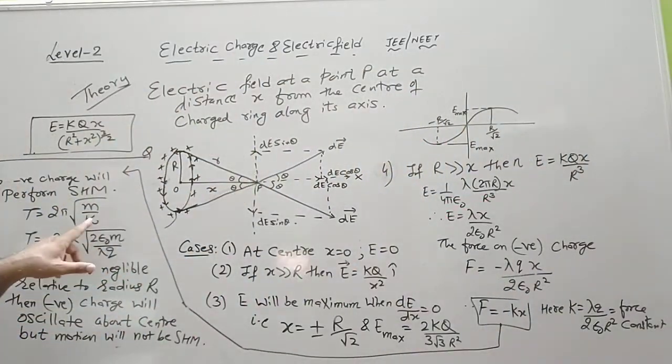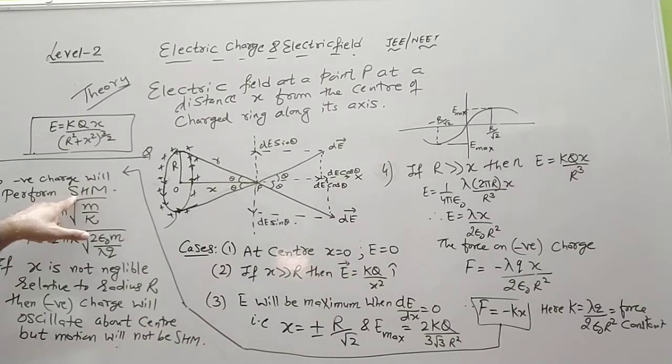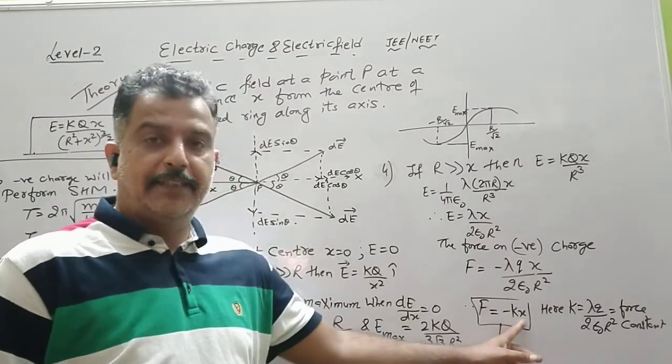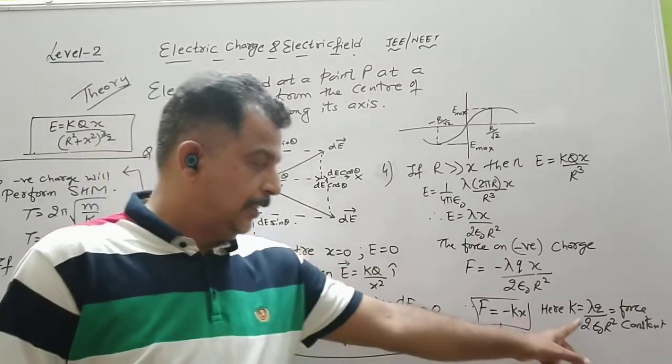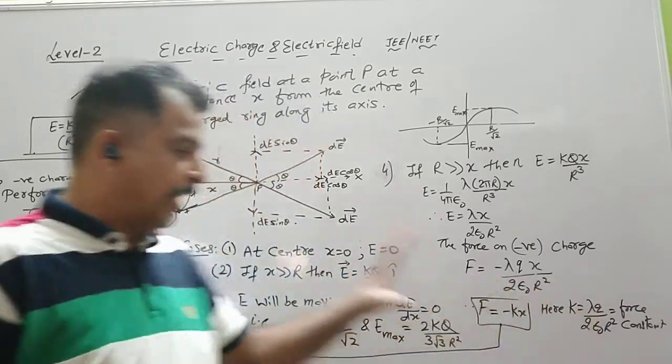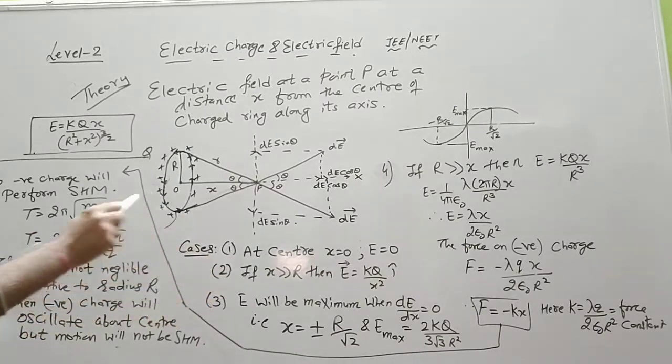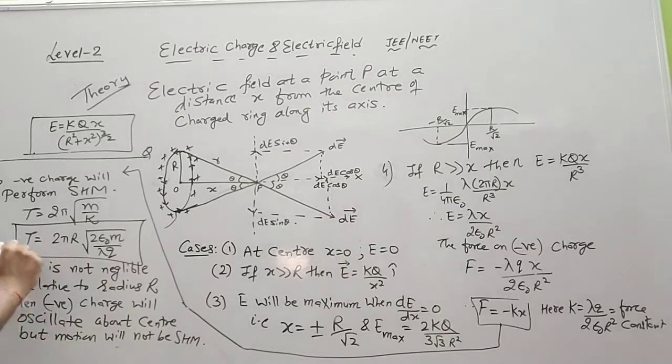We know in simple harmonic motion the force should be directed towards the center, or the displacement is opposite to the acceleration or force. So force F is equal to minus kx, where k is a force constant which is lambda q by r cubed. And if any body will perform SHM, its periodic time is 2 pi under root m by k. Here k is a force constant. I substitute that value of k, and this is the formula for the time period of a charge.